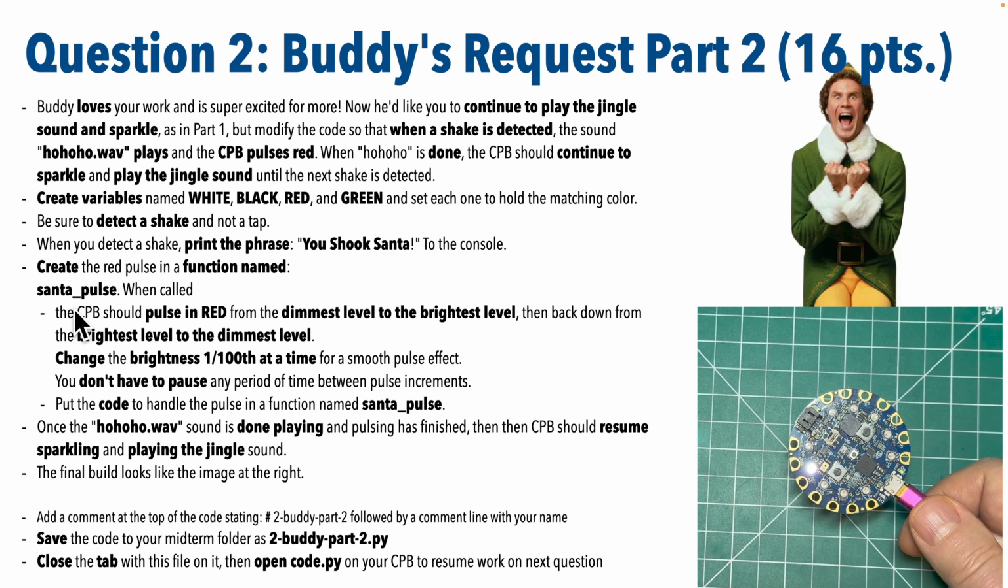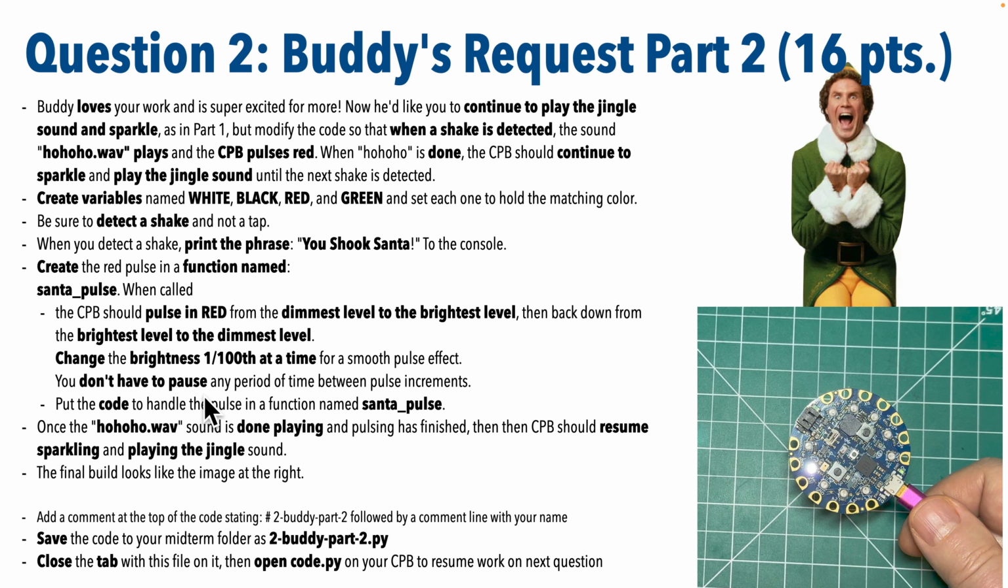We'll also create a function called Santa Pulse, and what this is going to do is it's going to pulse in red from dimmest value to brightest, and then from brightest back to dimmest. We want to change the brightness 1/100th at a time. So the brightness value goes from 0.0 to 1.0. So we'll just go from 1 to 100, and then we'll divide that by 100 to get the value that's going to dim out our CPB.